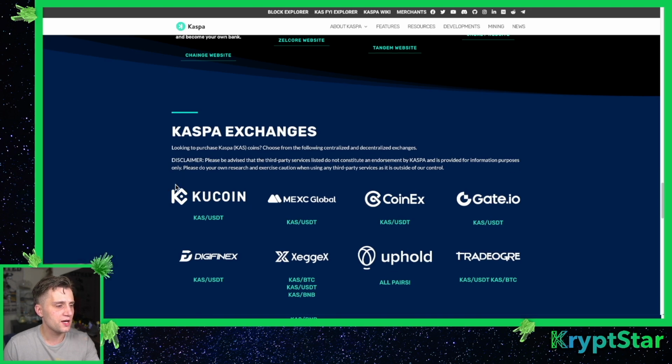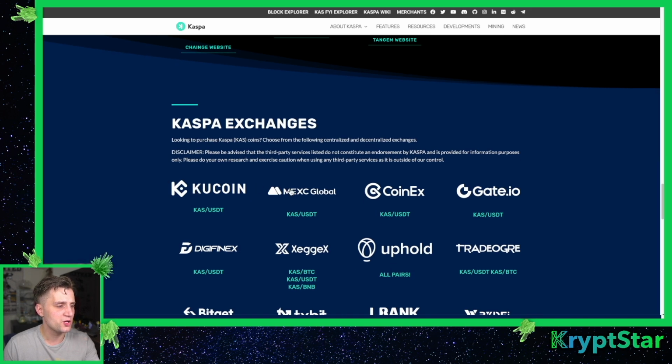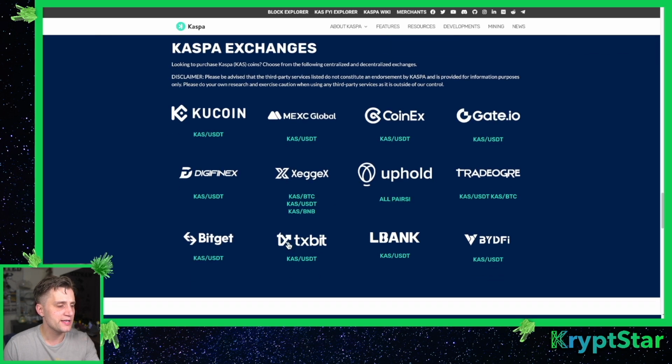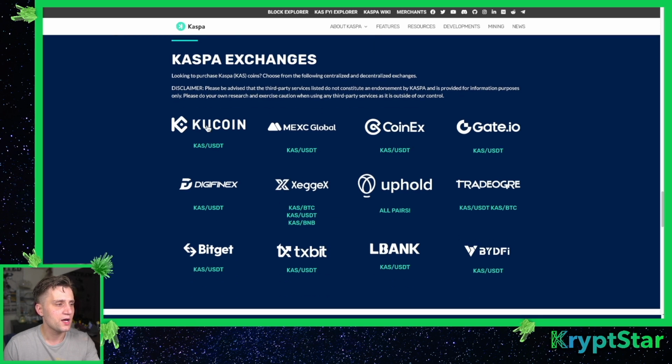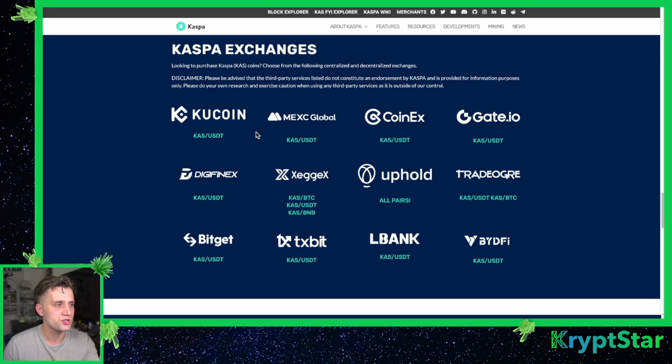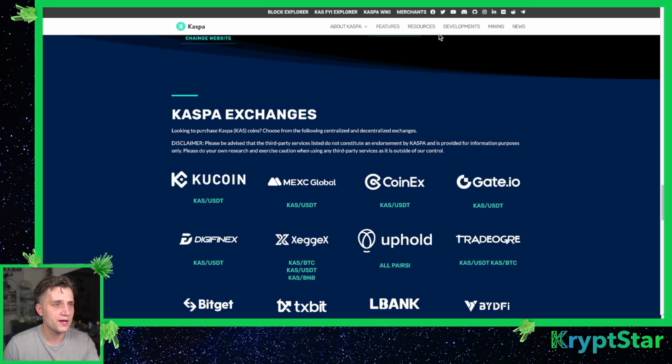Kaspa exchanges, basically ignore all of these except for maybe Kucoin and Mex Global. I do like TaxBit, but there's just not enough volume to really buy anything at a decent price on it. So I would recommend Kucoin and Mex Global. You can buy $100 to $1,000 without any issue of too much slippage. So definitely the best place to buy Kaspa.